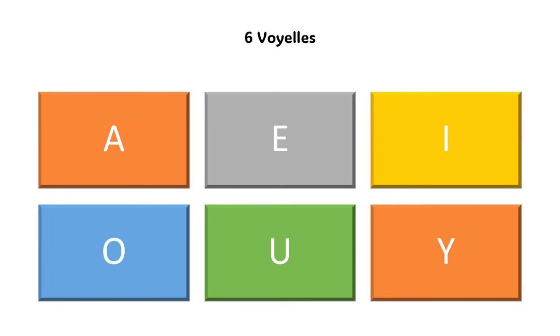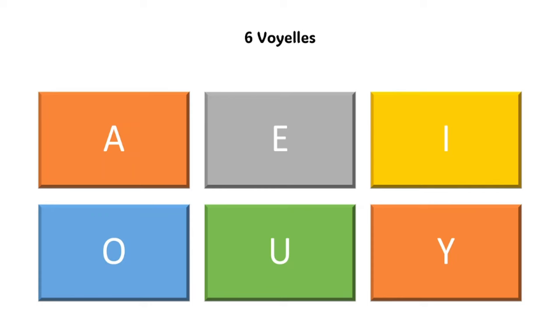Now, I'm going to read the vowels for you guys. A, E, I, O, U, Y. Again, A, E, I, O, U, Y.